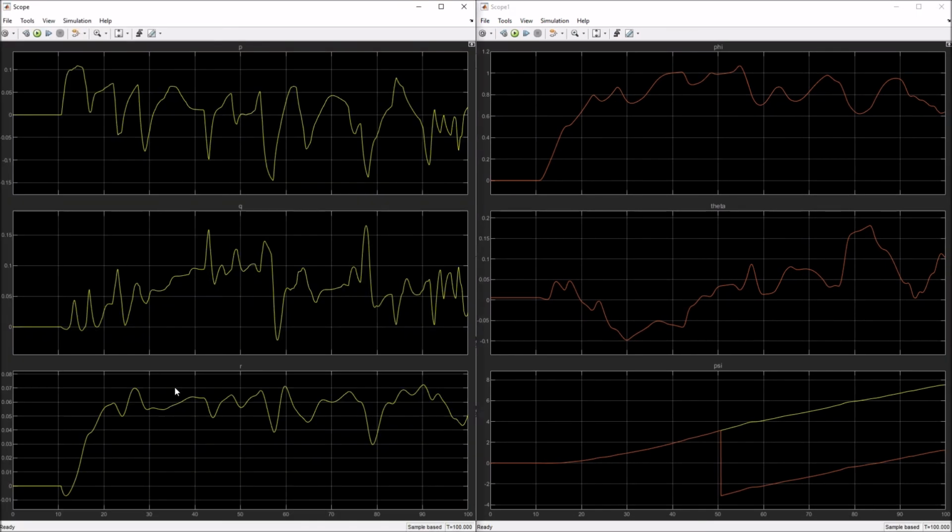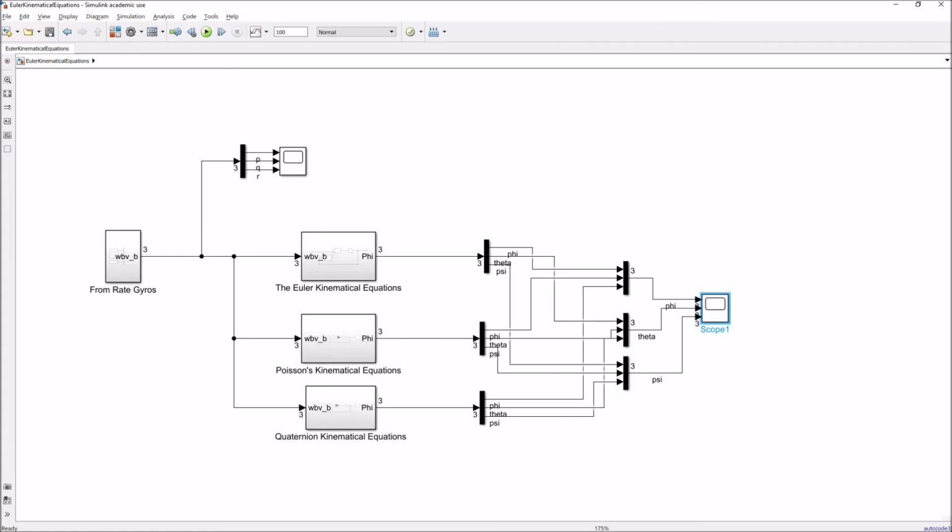So again, on this left column, these are the rate gyro information. Here's P, Q, and R. And now we're using 3 different ways to compute the resulting Euler angles of the system. So again, we see that phi, the bank angle, all 3 of them are identical. Same thing with theta. And then psi, we've got the wraparound issue where I believe the Euler kinematical equations just keep on integrating. But with Poisson's kinematical equations and the Quaternion method, we've got the 2 pi jump, which really is of no consequence.